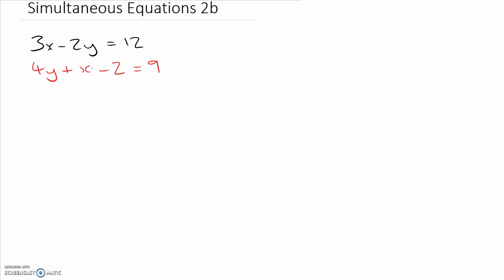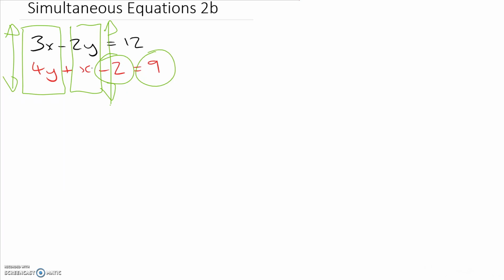Okay, second pair of simultaneous equations: 3x minus 2y equals 12, 4y plus x minus 2 equals 9. Oh dear. Now this time I'm hoping you've spotted a problem. Every time we've done these so far, we've had x's lined up and y's lined up. But this time, everything's muddled. And we've also got a negative 2 on this side and a number on that side. Don't like the look of that.